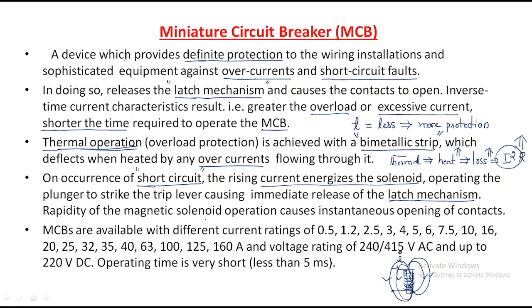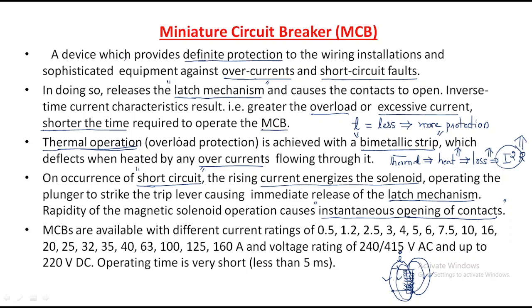The rapidity of the magnetic solenoid operation causes the instantaneous opening of the contacts. Due to the solenoid operation, the contacts will suddenly open. Whenever the contacts are open, automatically it acts as an off switch.